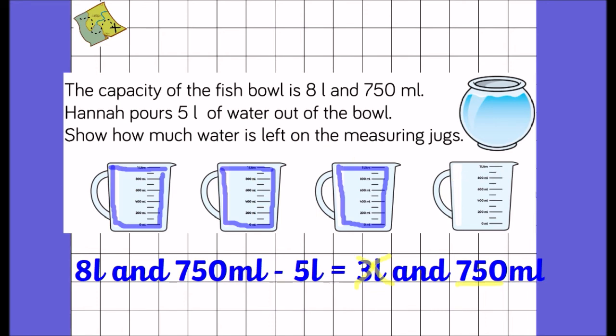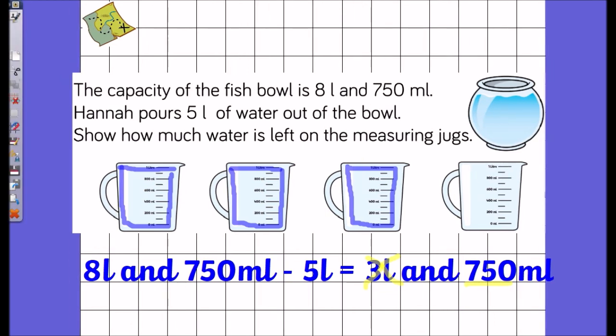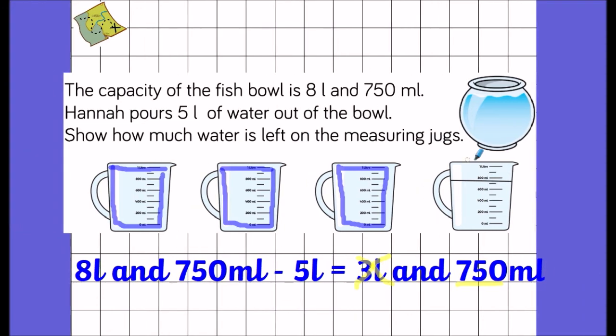So it's going to be between this little line and the 800 mil line. So it is going to be, and I'm going to do it with a straight line so you can see, in between the two, and it will be there. That is where it will go up to, okay? So between 700 and 800 is your 750 mil. So that is how much the jugs are full with the water left from the fishbowl.